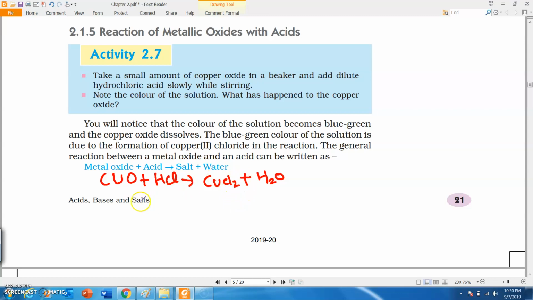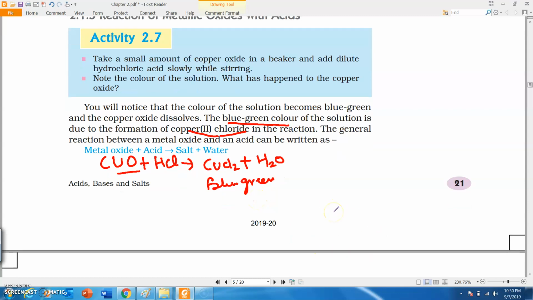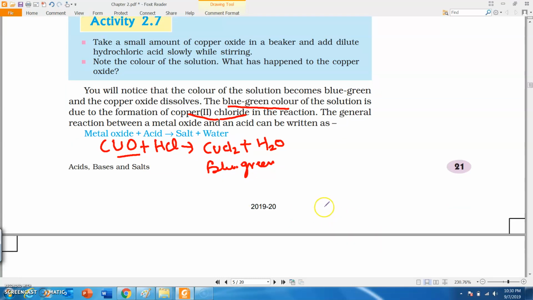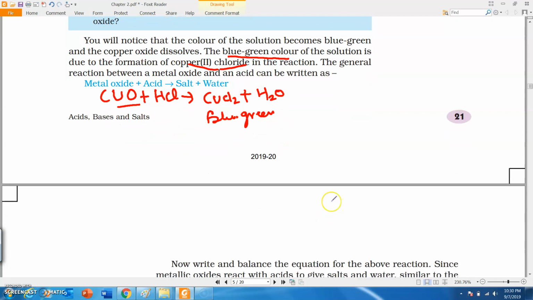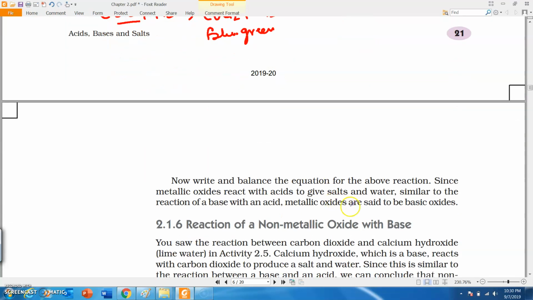Here this copper oxide dissolves in HCl and copper chloride is formed. The blue green color of the solution is due to the formation of copper chloride. So this color will be blue green color. Now, the other thing formed is water. That means when metal oxide reacts with acid, salt and water are formed.